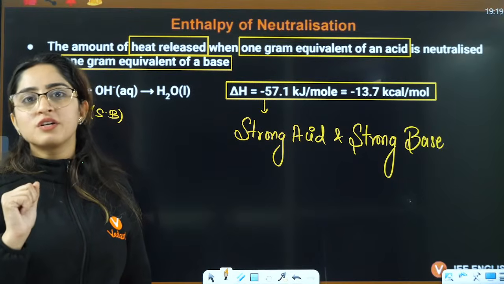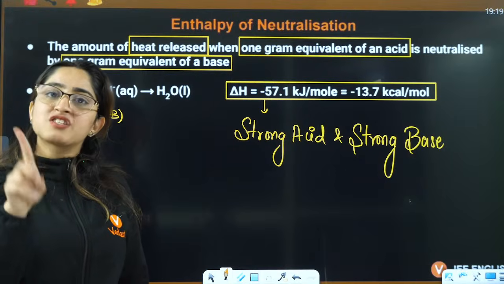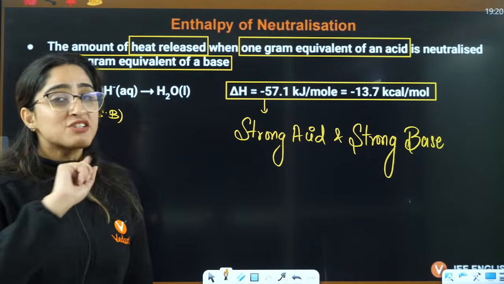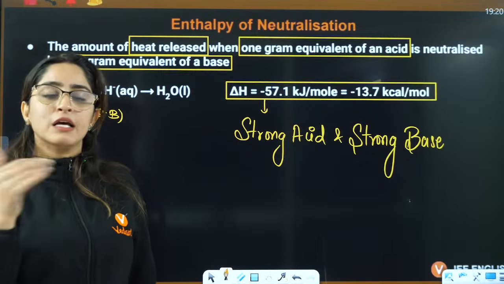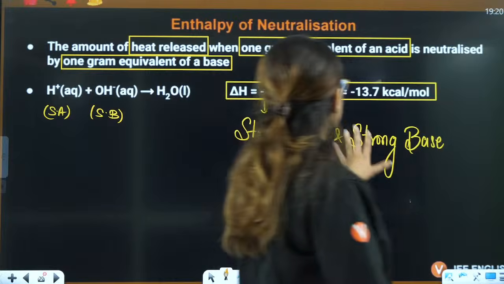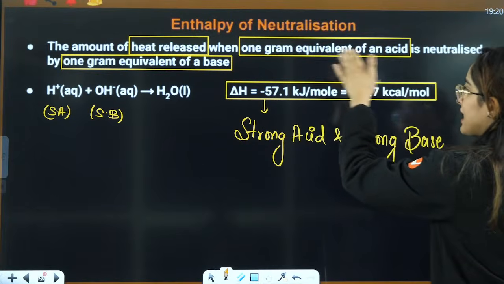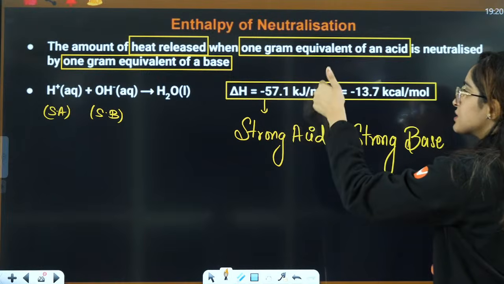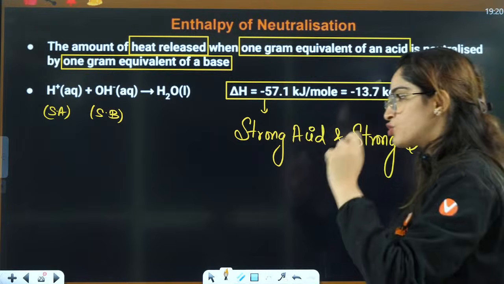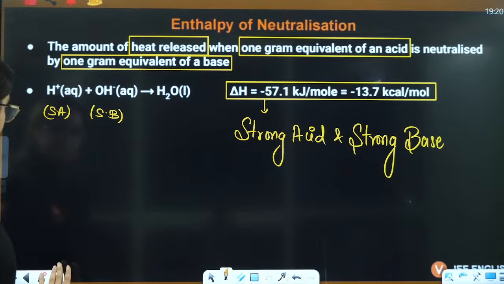Pressure, volume, everything is fixed here. Volume means concentration is fixed. Concentration is 1 molar. Pressure has to be 1 bar. Temperature should be fixed and we are fixing it as 298 Kelvin. So I'll not mention it again and again, it is 298 Kelvin. We are studying it at 298 Kelvin, okay? So here for strong acid and strong base, the heat of neutralization for 1 gram equivalent of an acid and 1 gram equivalent of base is minus 57.1 kilojoule per mole. That is minus 13.7 kilocalorie per mole. Right? Okay, everybody, tell me.